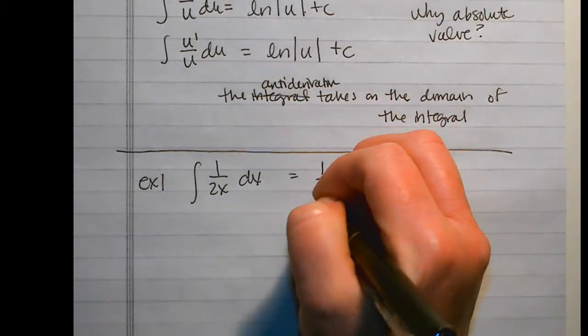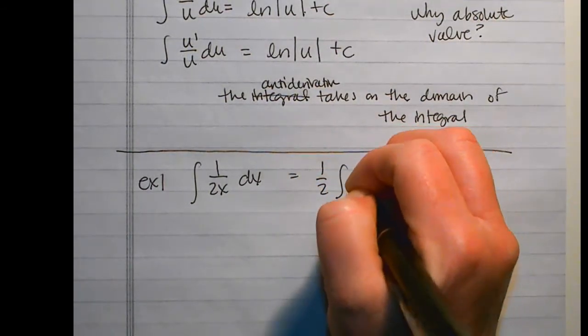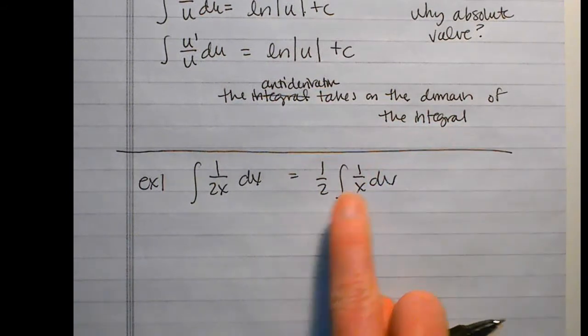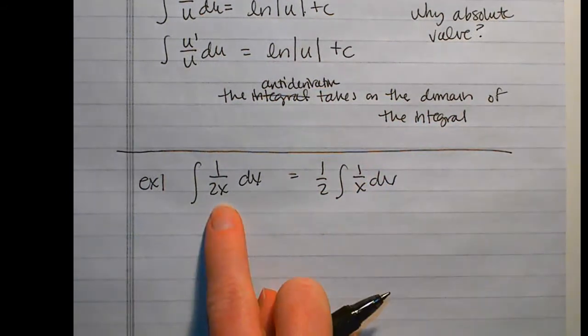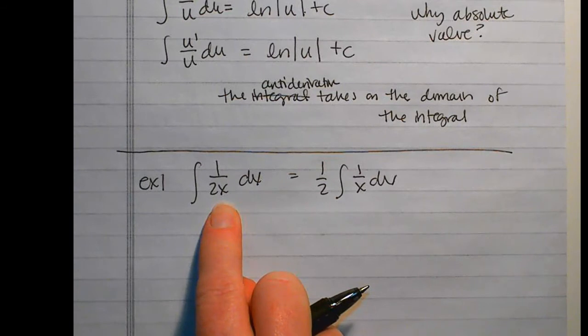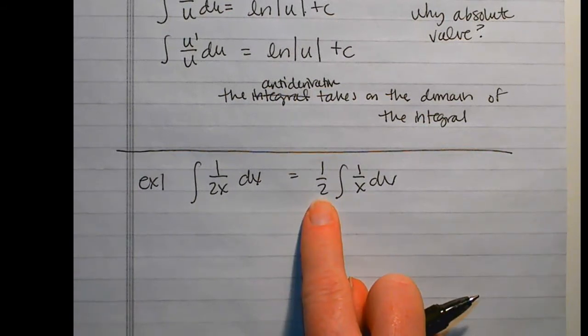Take 1/2 to the outside. 1/2 times 1 over x, that's the same thing as 1 over 2x, right? Because it's multiplication. Addition you can't do that with. The multiplication you can. So now you've taken care of the 1/2. You've figured out how that plays into your integral.